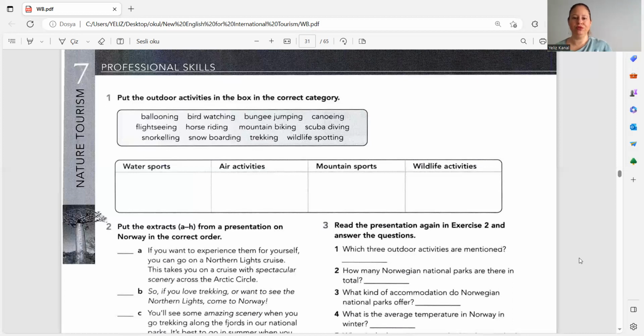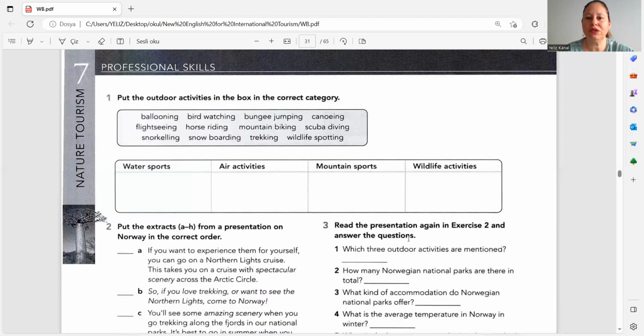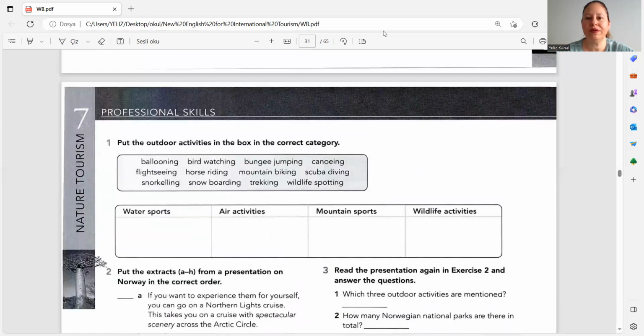All right, very good. Now I'm not going to start this second exercise because we are almost out of time, so I'll just stop here.